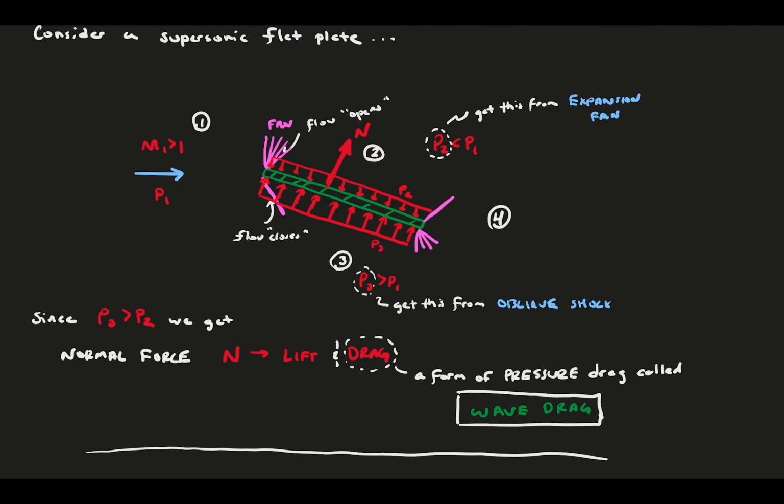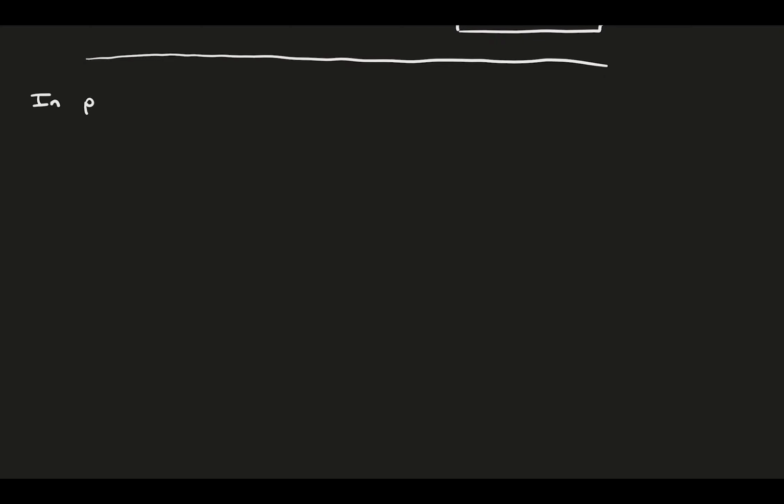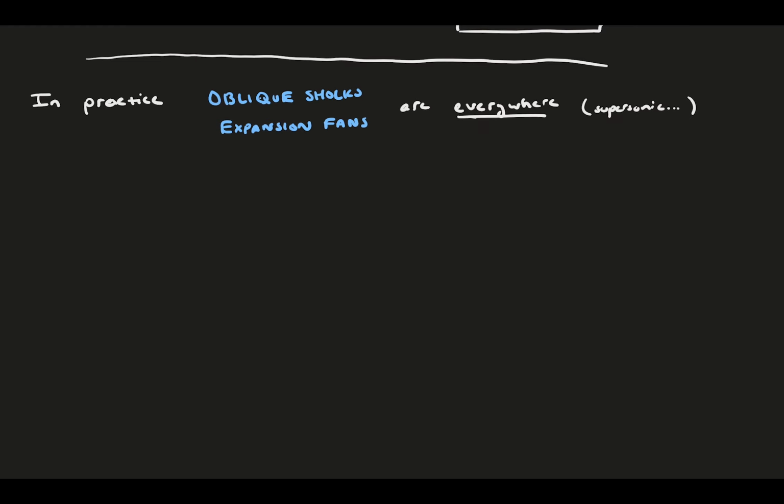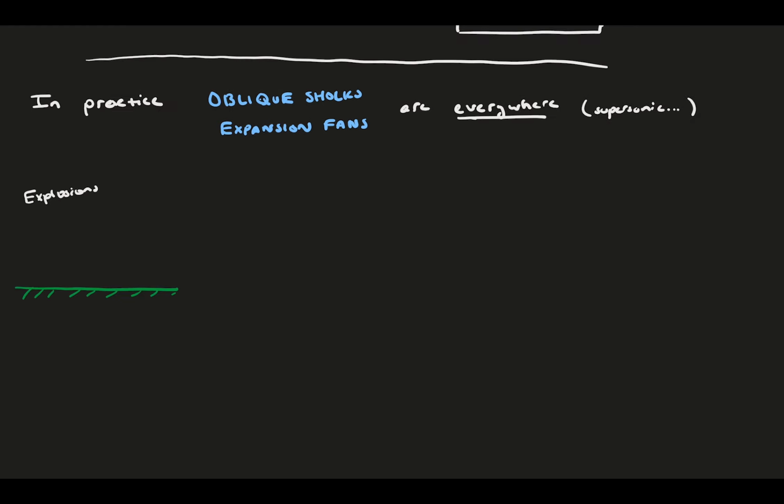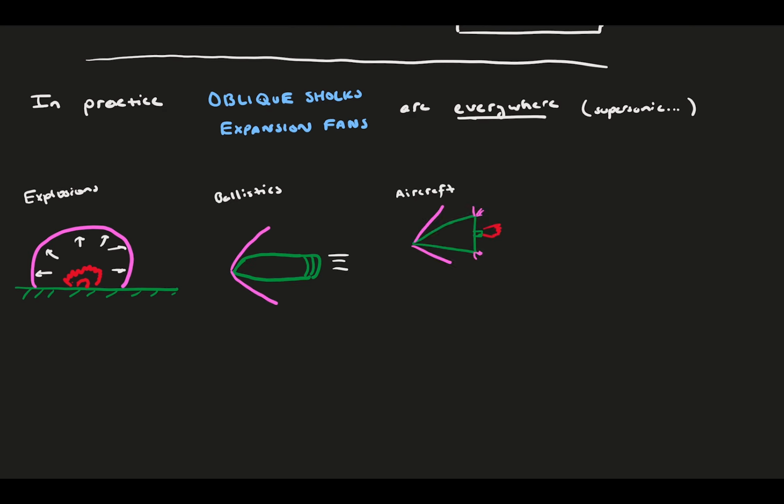Let's end on a practical note. In aerodynamics, you come across oblique shocks and expansion fans all the time when working with supersonic flows. You see them in explosions, in ballistics and munitions. You obviously see them in aircraft, and they're quite commonly utilized in propulsion systems like scramjets.